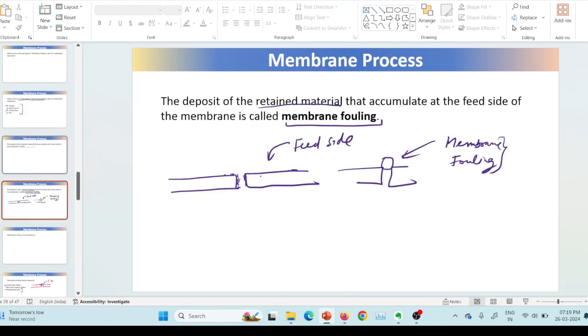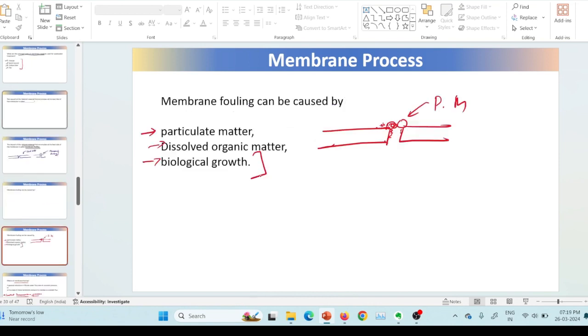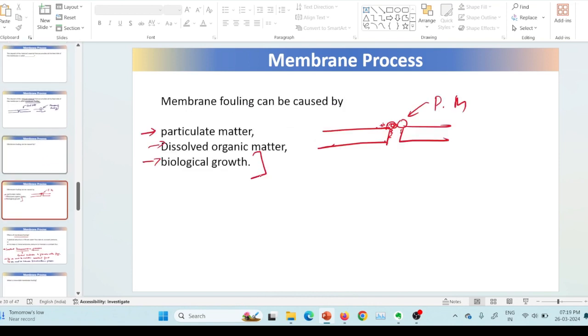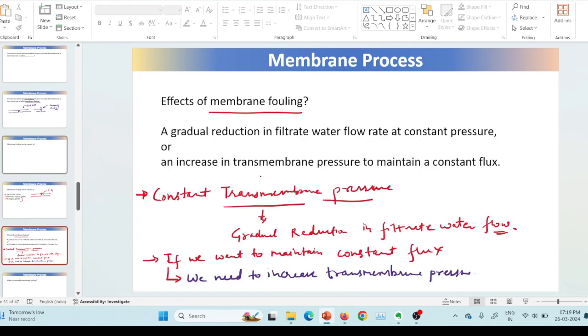On the feed side, there is some accumulation of retained material. It is called membrane fouling. This can be due to particulate matter, dissolved organic matter, and some biological growth also. So what are the effects of membrane fouling? We discussed constant head and constant flow.